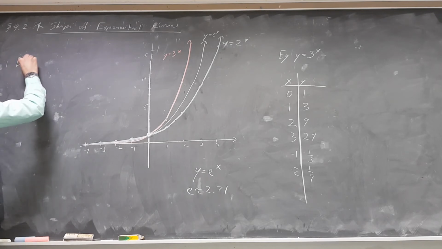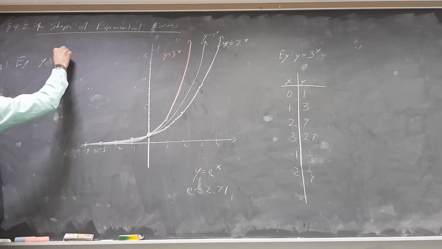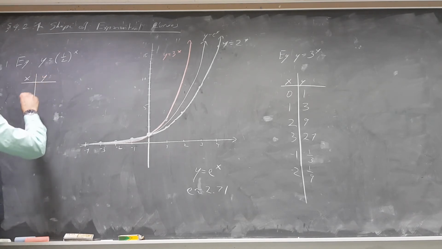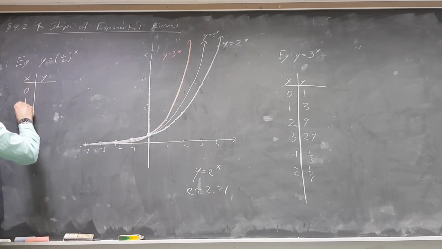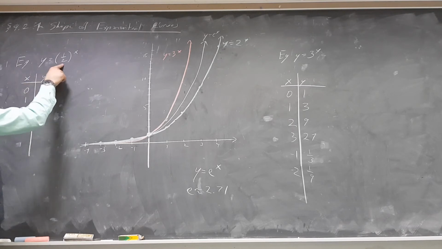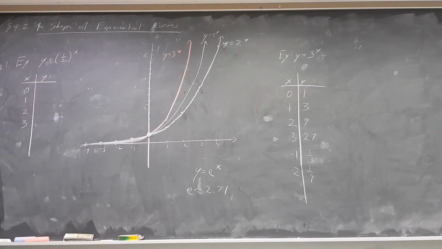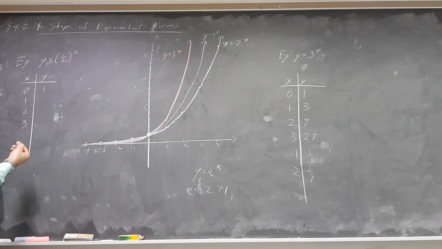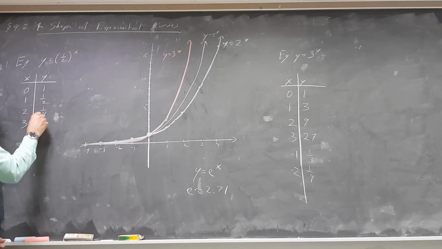Before we move on to the next thing. Y equals 1/2 to the x. If I plug in power 0, anything to the power 0 is 1. And if I plug in x equals 1, 1/2 to the 1, that's a half. If I plug in x equals 2, 1/2 squared is a quarter. 1/2 cubed is 1 over 2 times 2 times 2, 1/8.